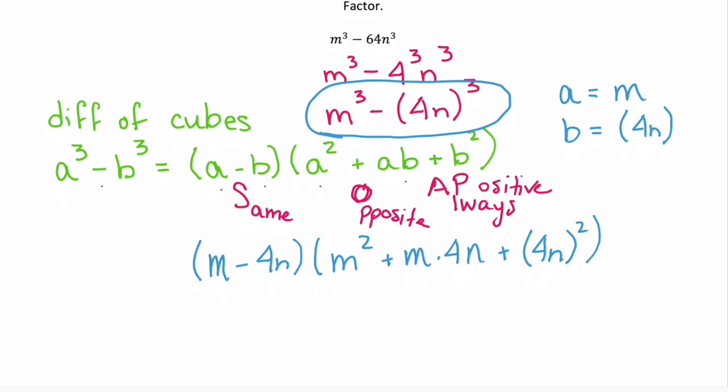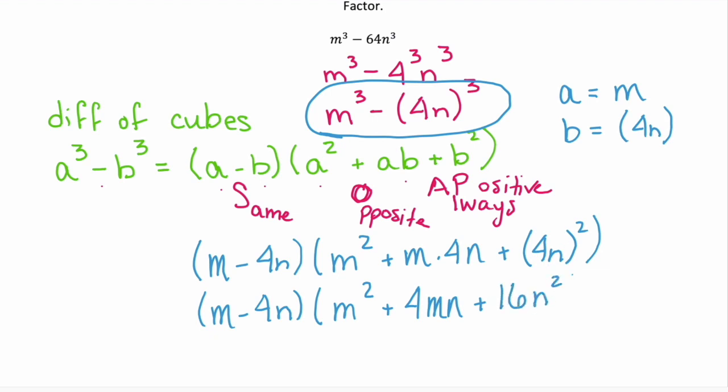Now we just need to simplify. Our binomial is as simple as possible, m minus 4n. The first term of our trinomial is just m squared. We want to change the order of the terms here. So m times 4n, the constant goes first, 4, and then we like to put our variables in alphabetical order, so m, n. And then we have to actually square 4n. So 4 squared is 16, and n squared is n squared. So we have our final factored form for this difference of cubes.